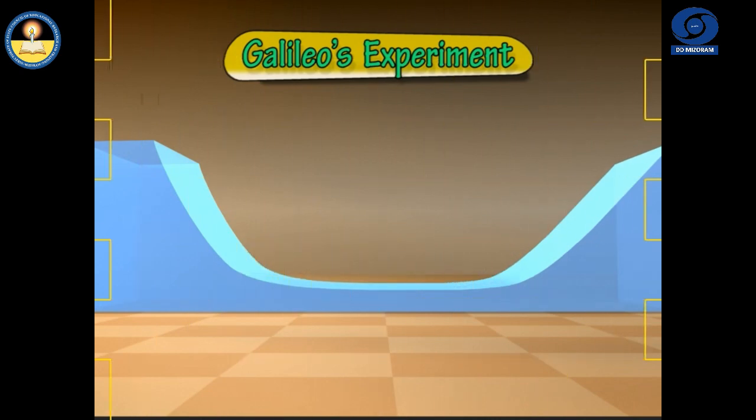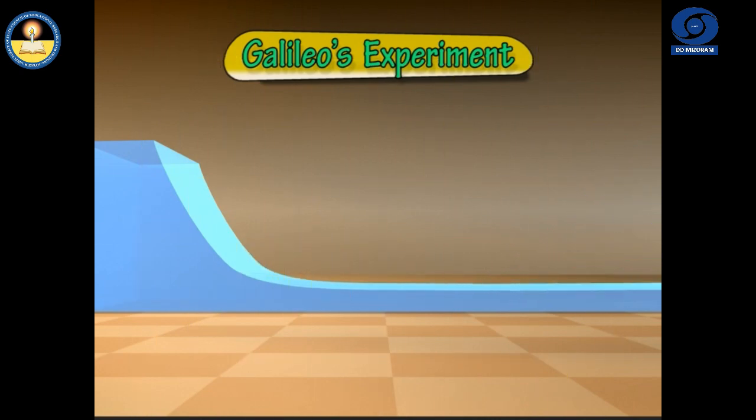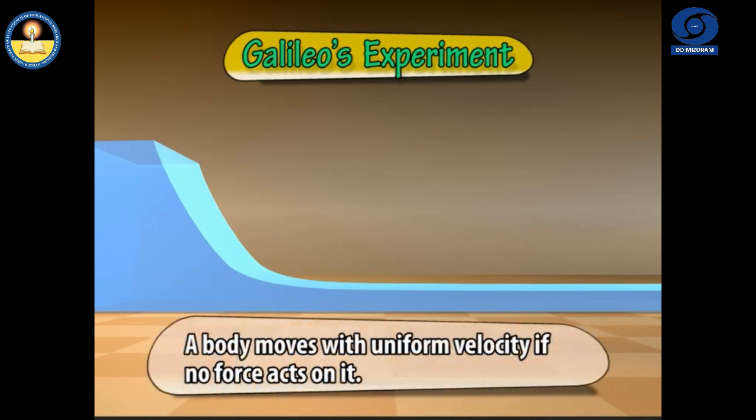And if the ramp becomes horizontal, the ball would never stop, as it would never reach the same height and continues to move with the same speed. It shows that an object moving with constant velocity continues to move with the same speed and in the same direction as long as no external force acts on it.